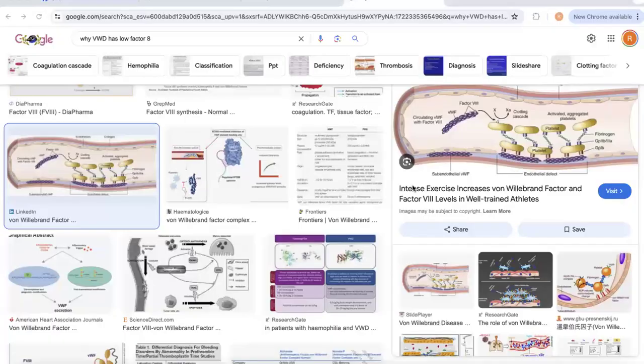Okay, let's show you this one. If you look at this picture, you can see how this mainly happens. Have a look: let's say there is a cut in a patient's body somewhere. When there is a cut, the first thing it will cause is an endothelial defect.